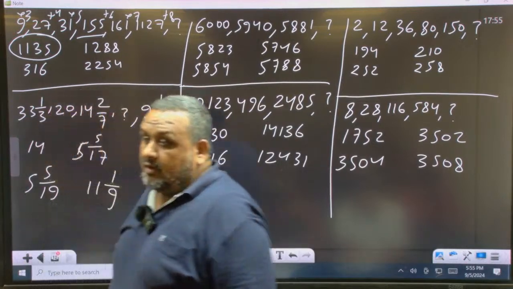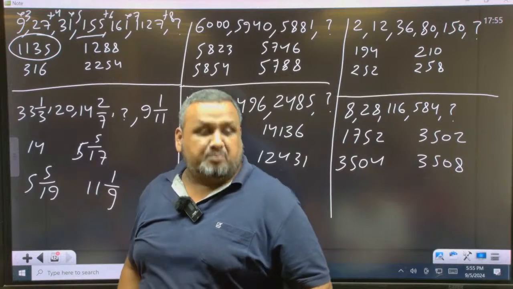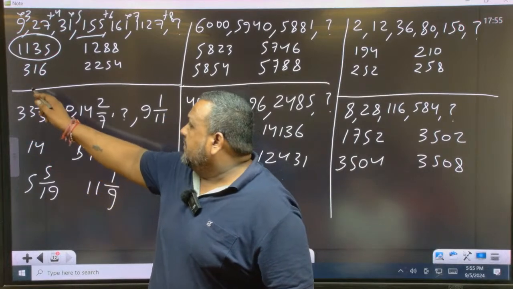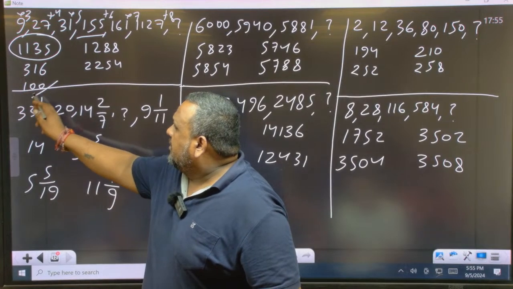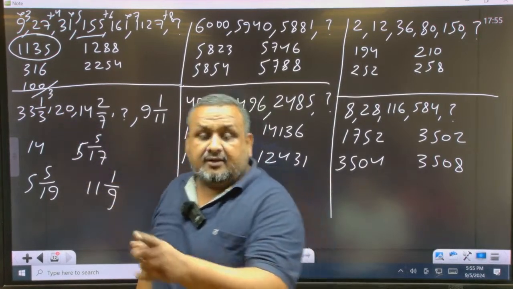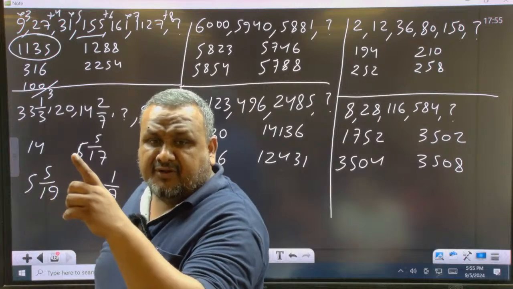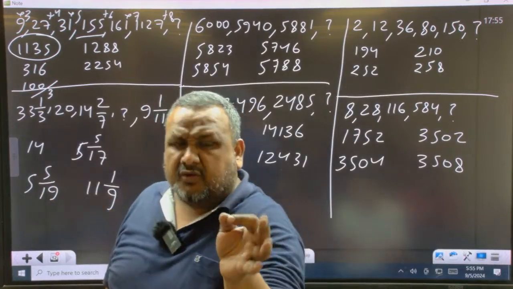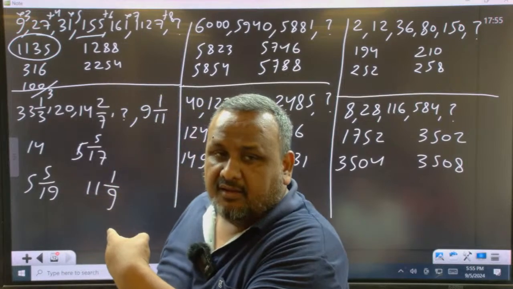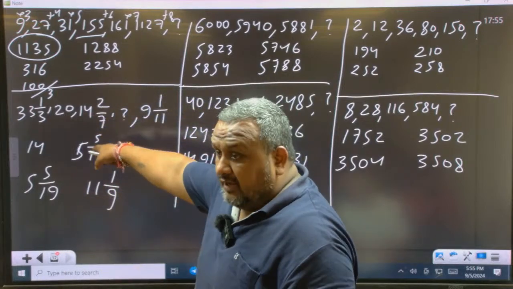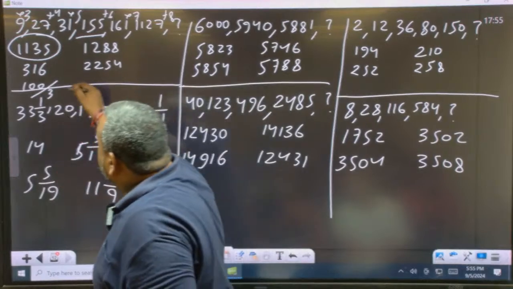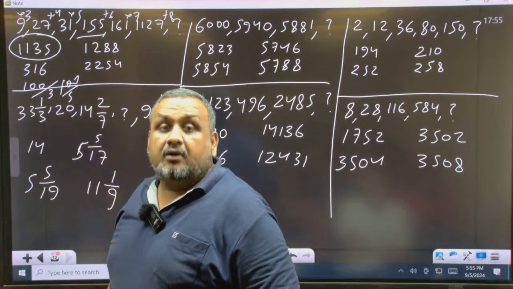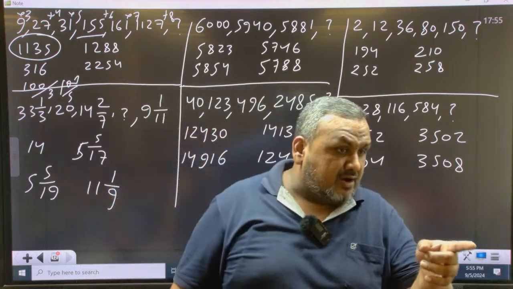Next, mixed fraction. Convert this into a simple fraction. 3 into 33, 99 plus 1, 100 upon 3. We did a question like this earlier in first class. But in this question there will be a little bit of a twist, like 20. It's 100 upon 3. We can write 20 as 100 upon 5. 100 divided by 5 will give you 20, right?